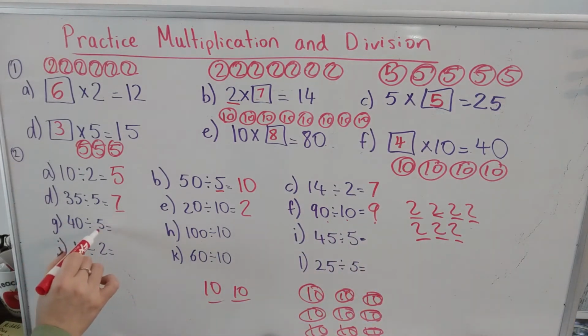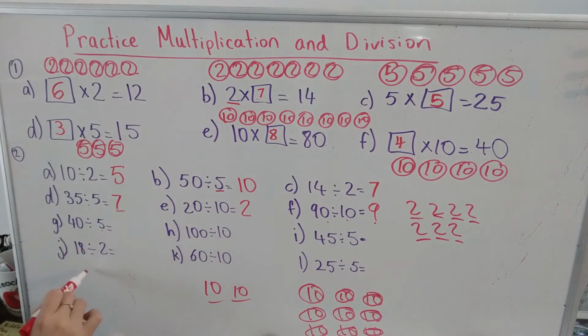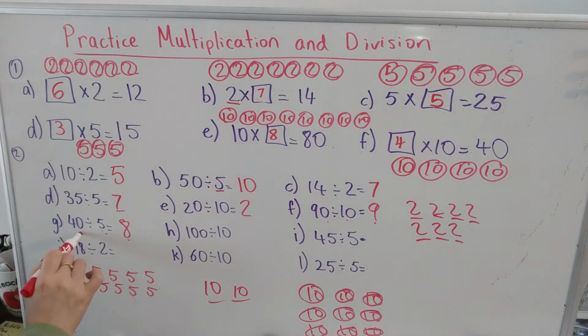40 divided by 5. How many 5s are inside of 40? 5, 10, 15, 20, 25, 30, 35, 40. How many 5s did we count? 8. 5 times 8 is 40.